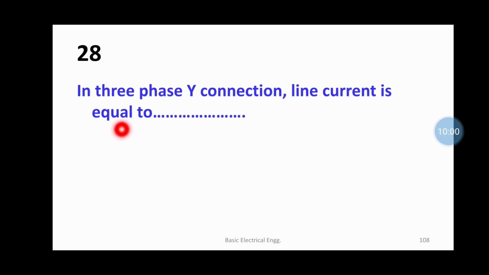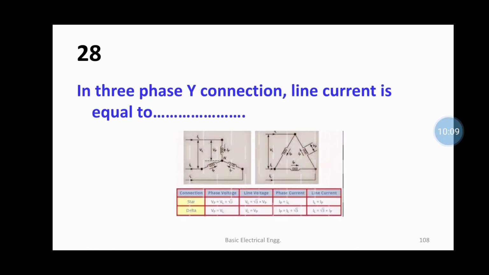Question number 28. In three-phase star connection, the line current will be equal to dash. In star connection, line current will always be equal to phase current. There is a table that gives the relation between line quantities and phase quantities in star connection and delta connection. It is very important. Please note it down right now.